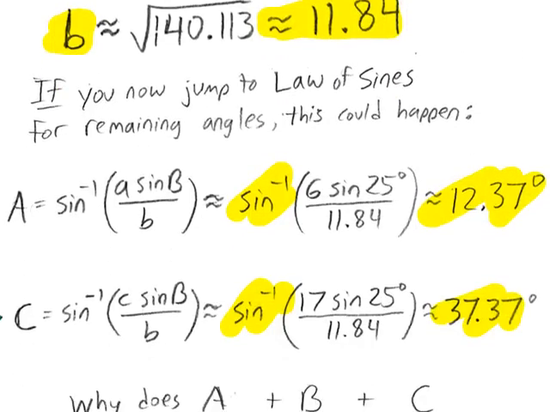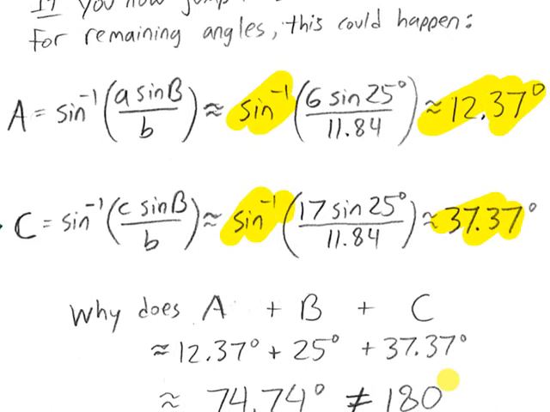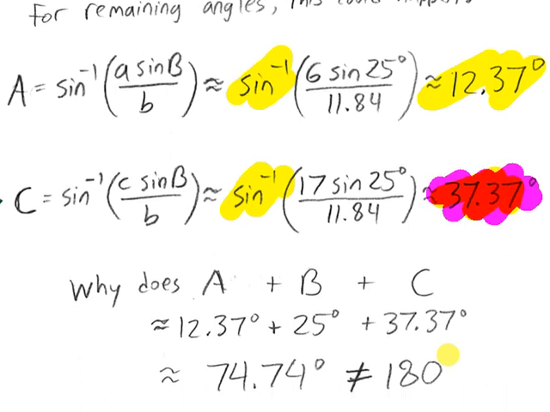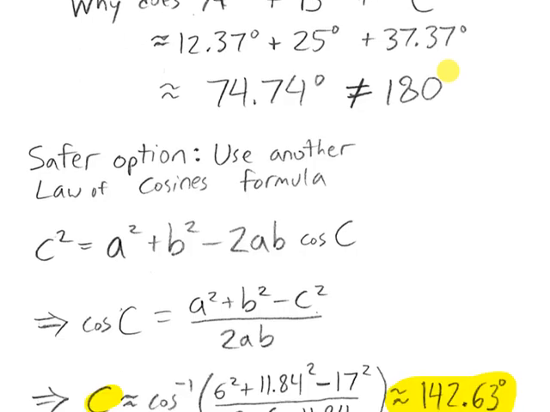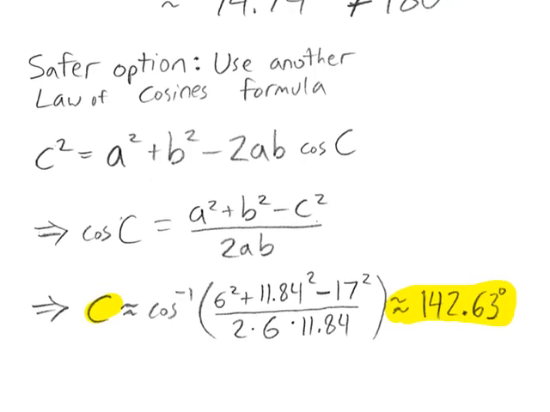So if you're comfortable with it, go ahead and take the supplement of the angle that you get with the law of sines for big C. Go ahead and do 180 degrees minus that, and that will give you the correct answer. Okay, but I have to admit, I'm a little bit worried that some students aren't going to see that or think to do that. A safer option is to just use the law of cosines formula again.